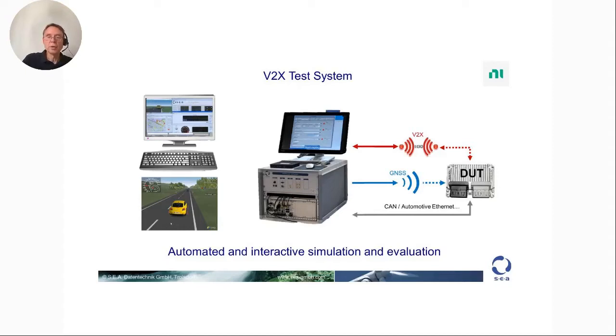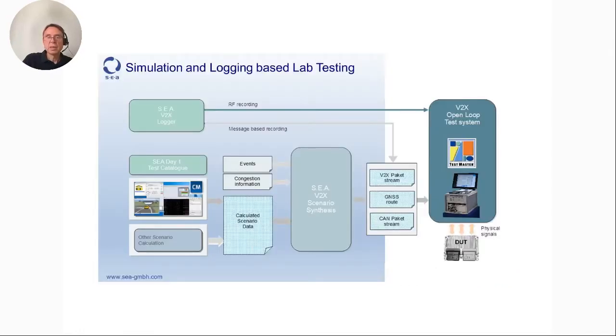All these are coordinated, very synchronized, very deterministic, and putting that on a more detailed level. What you see here, what I just explained to you below, is our open loop test system. You have the scenario simulator. Here you see CarMaker, for example. From this scenario, we generate the packets which would be in the air for V2X, so all the messages being received from other cars which are in the vicinity of the scenario, the GNSS route and the CAN.